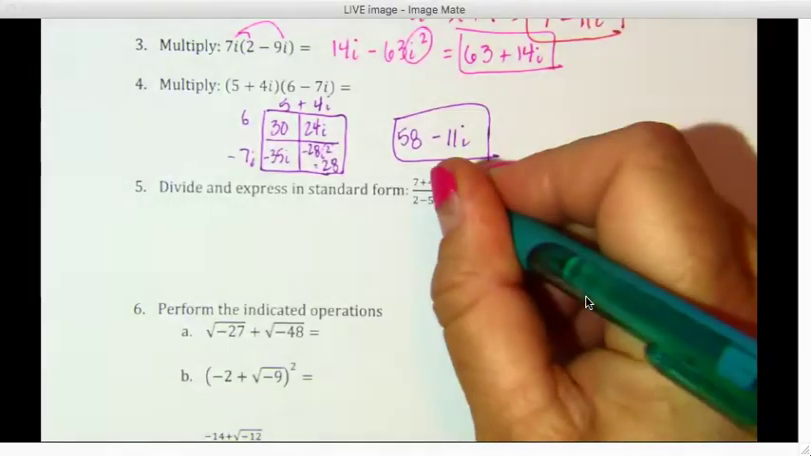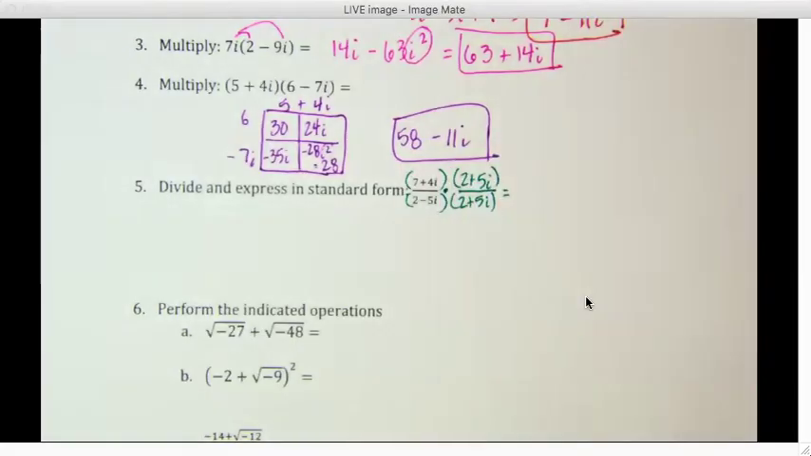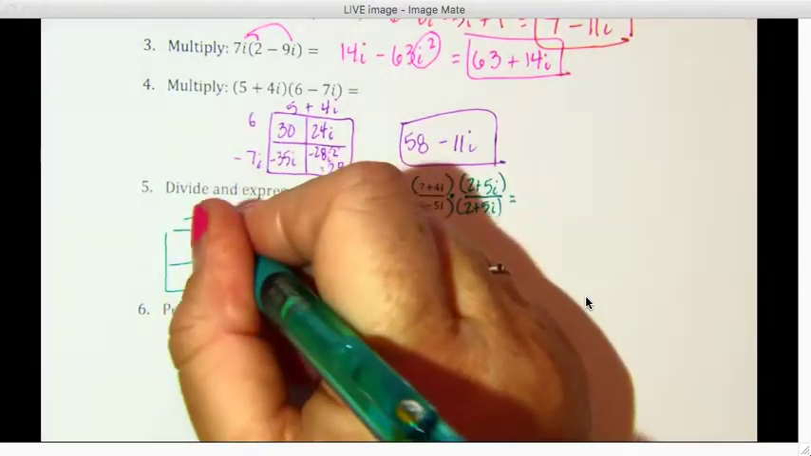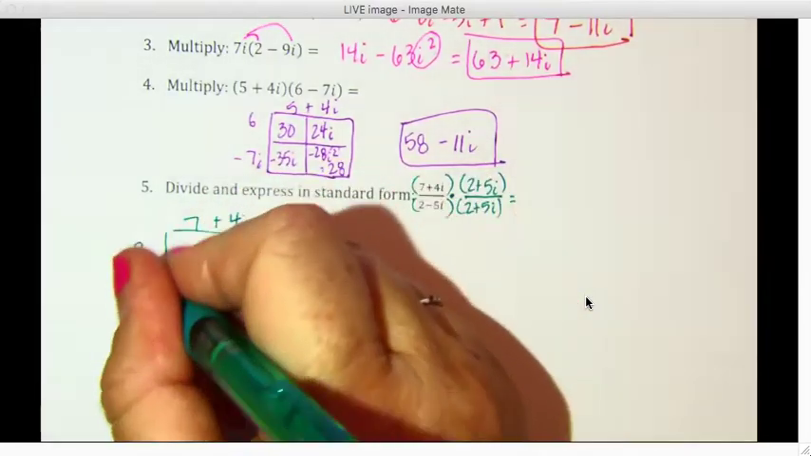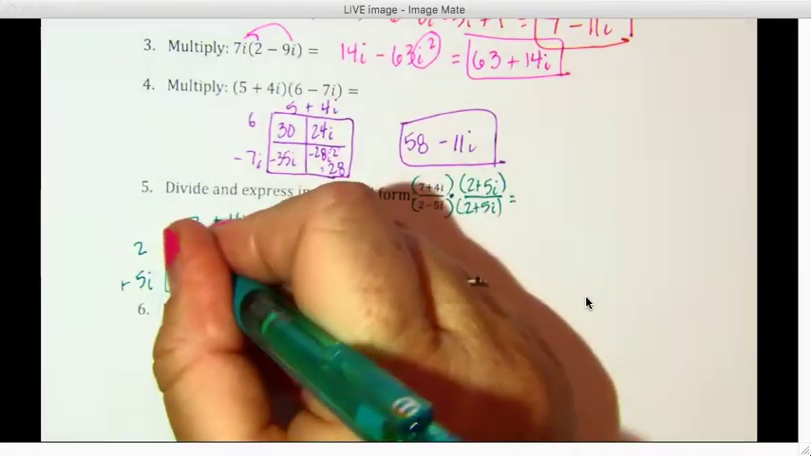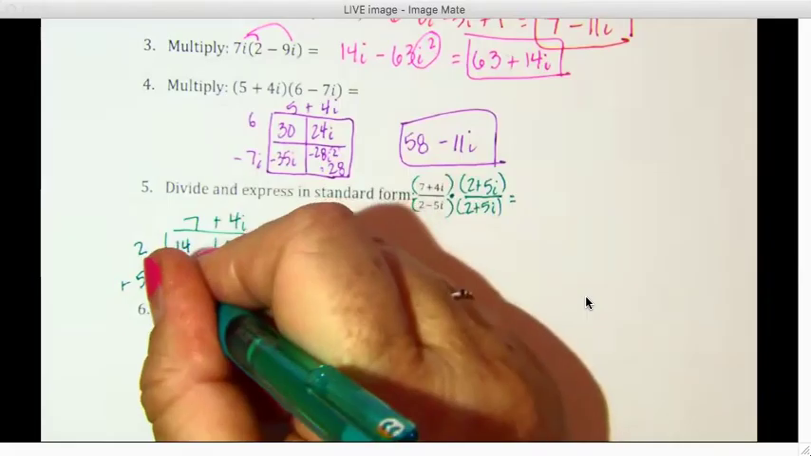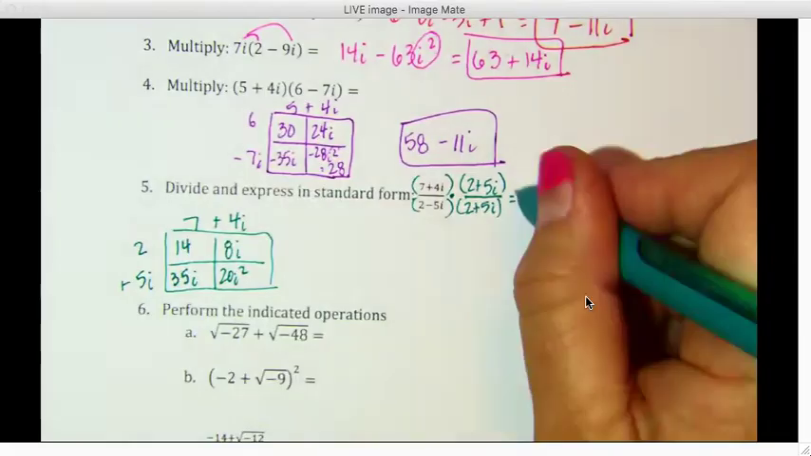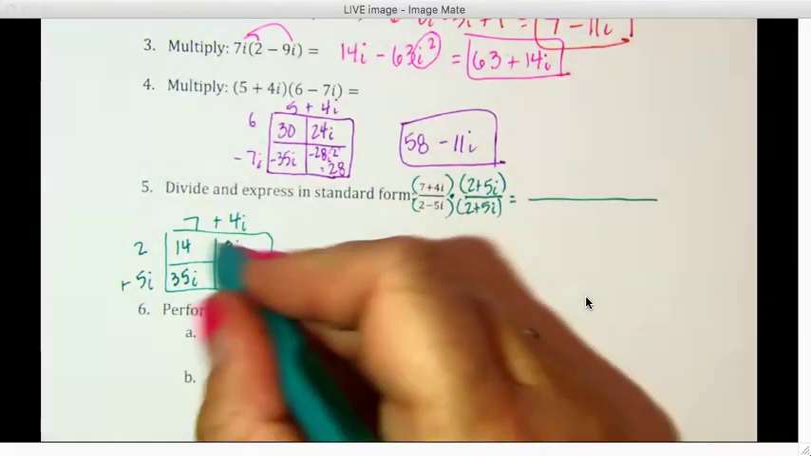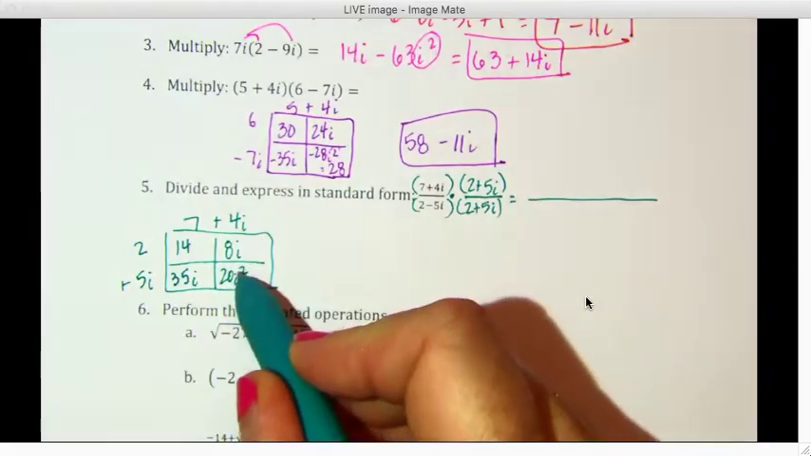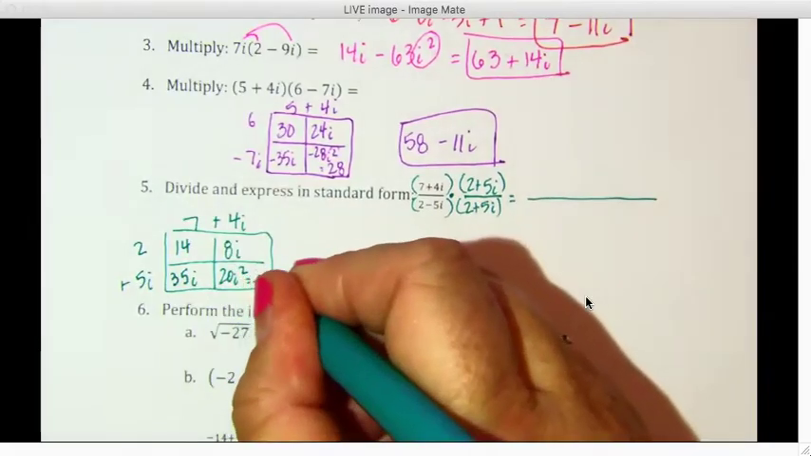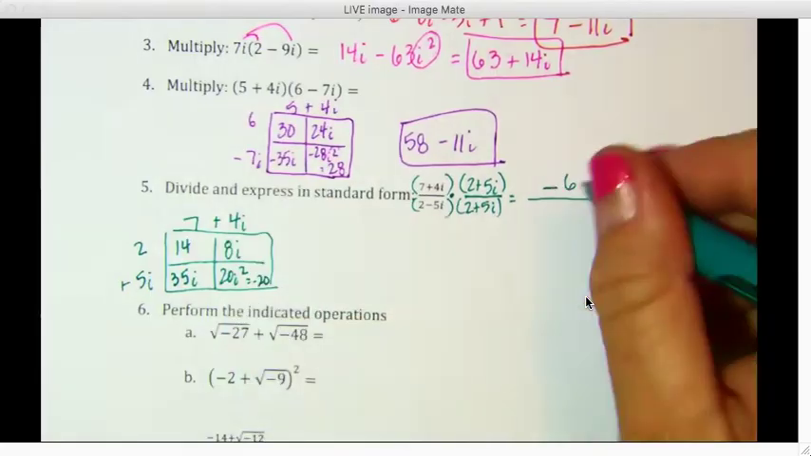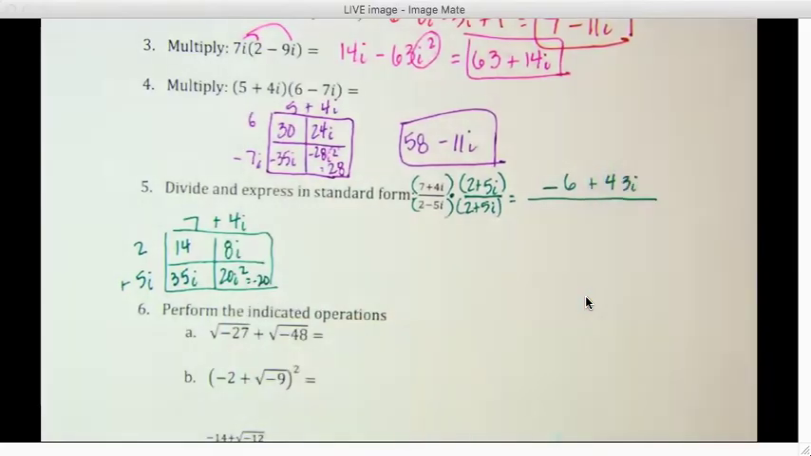And again, I'm going to need to use either the box method or FOIL to multiply these out. So I'll do my work kind of off to the side here. On top, I have 7 plus 4i. On bottom, 2 plus 5i. That's 14 and 8i and 35i and 20i squared. So combining those like terms, remember that i squared is negative 1. So this is actually equal to negative 20. Negative 20 plus 14 is negative 6. 8i plus 35i is 43i.